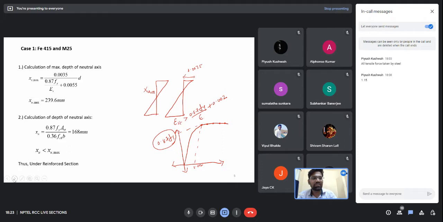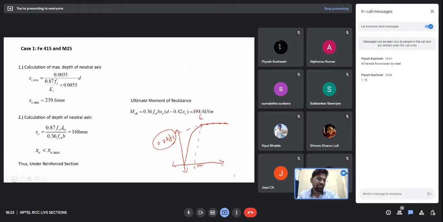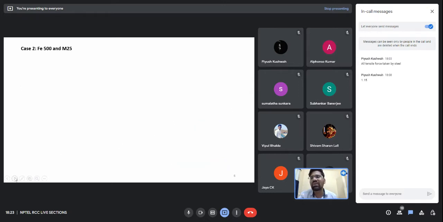And let me delete this first. Okay, so I can calculate the ultimate moment of resistance as 0.36 fck b into d minus 0.42 xu. You all must know this. I am not showing you the derivation now. So you can substitute the value and find the ultimate moment of resistance very easily. Okay, so this was the first case. Let's move on to the other case.